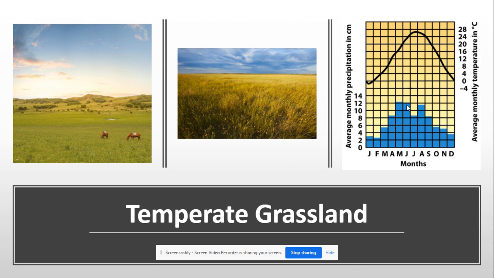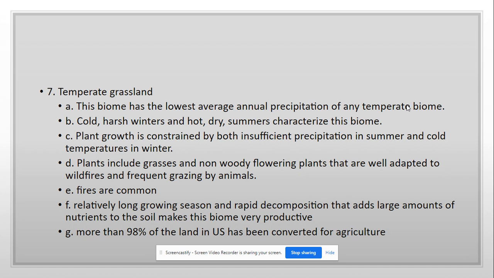Moving on to the temperate grassland. Here we see lots of rainfall in the summer months. We see a range in temperature as well. This biome usually has the lowest average annual precipitation of any temperate biome.